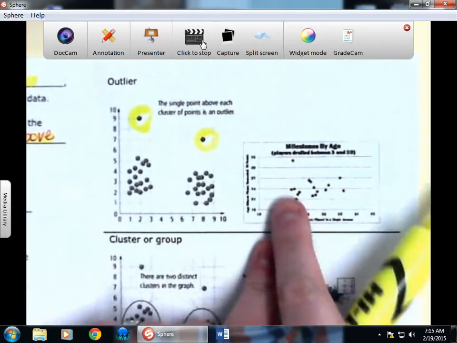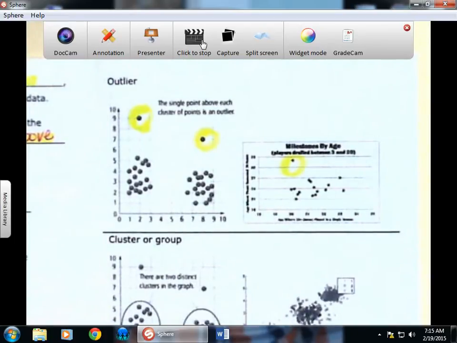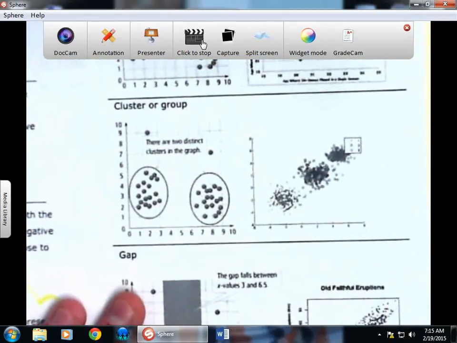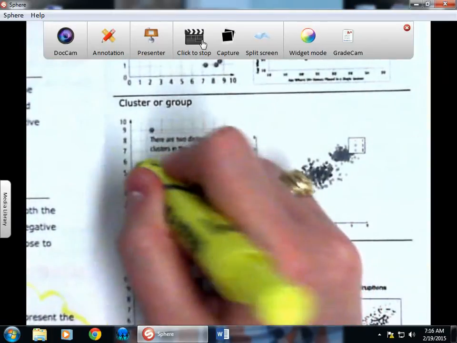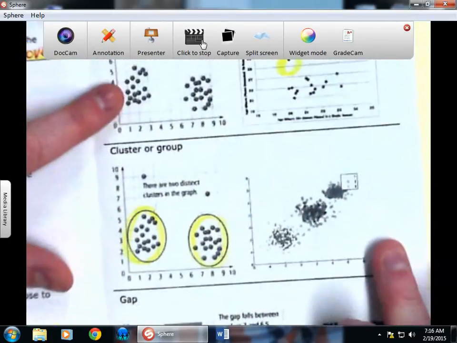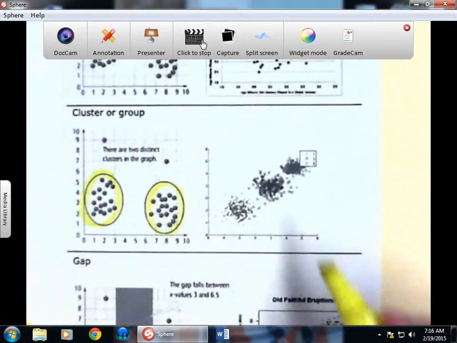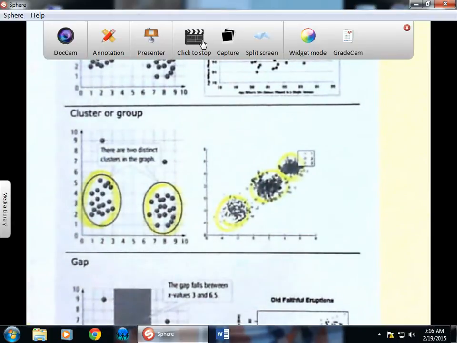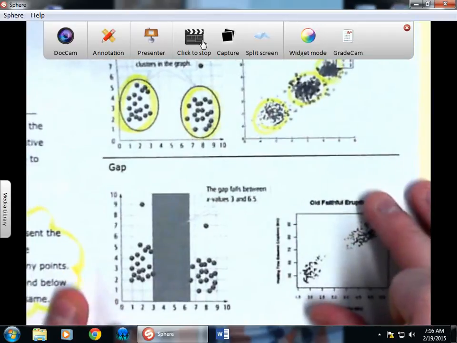And then the last one is a gap. A gap is when there's a space between your data. Nothing occurs. So on this same graph here, there is a gap between about 3 and 6.5. There's no data. So then there's another one here. This is Old Faithful. So between about here and here, you have a gap in your data. So it looks like maybe about 2.75 minutes to 3.5 minutes. You don't have any data in that area. Okay, that is it.